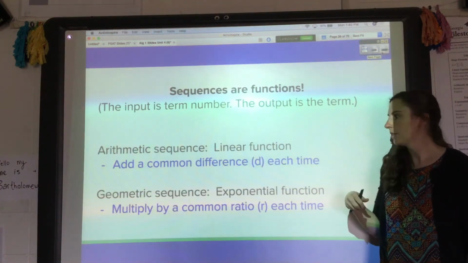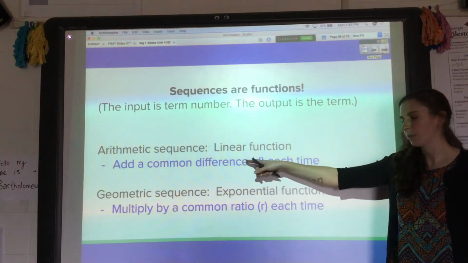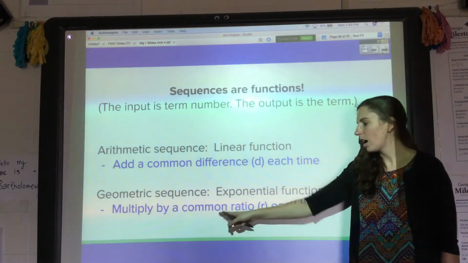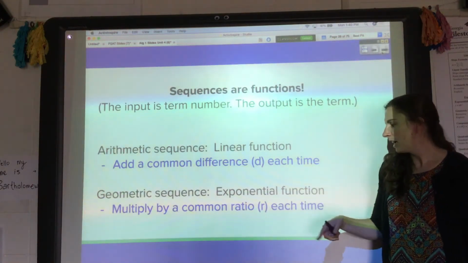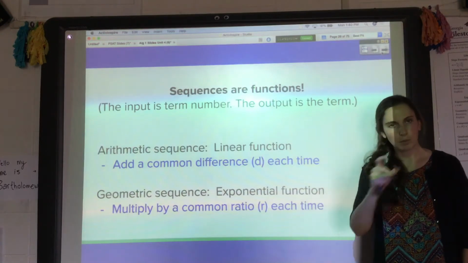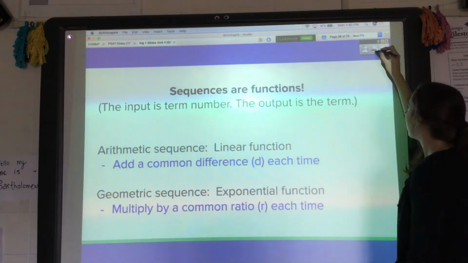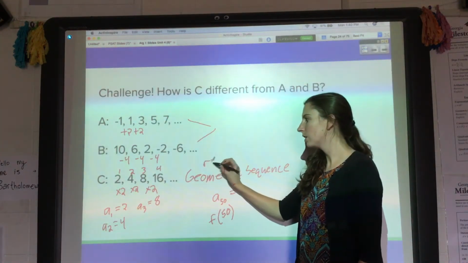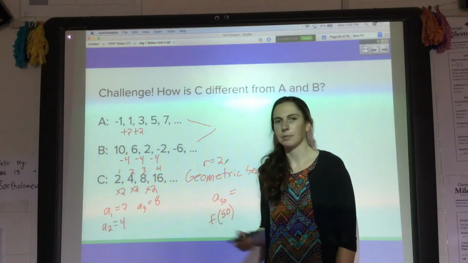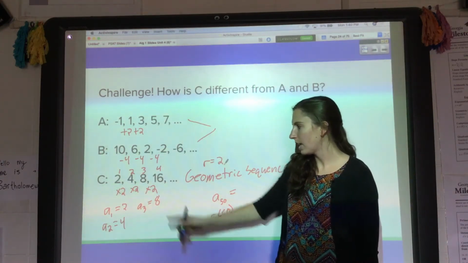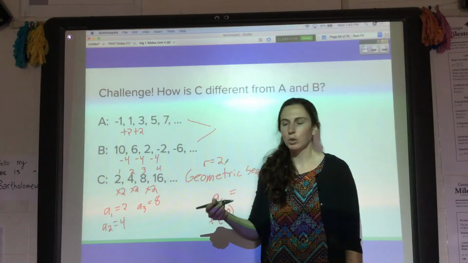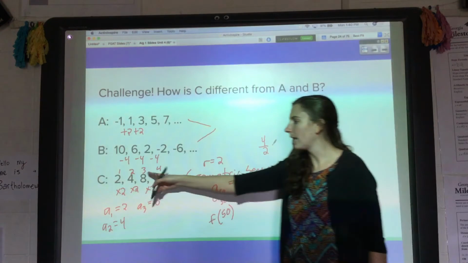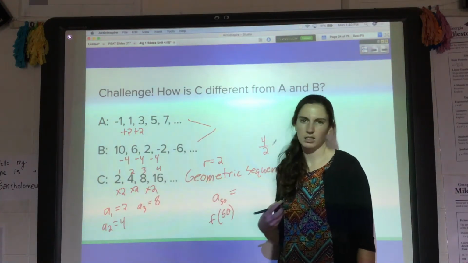Again, with arithmetic sequences, that number you add each time is called the common difference, D. With geometric sequences, we call it the common ratio, R. And R just stands for ratio. It's the number that you multiply by to get to the next term. So like in this one here, our common ratio was 2. I would say R is 2, because that's what I multiply by each time. We call it a ratio because if you were to take a term and divide it by the term before it, like a ratio, you would get the R value. So 8 divided by 4, 16 divided by 8, and so on.